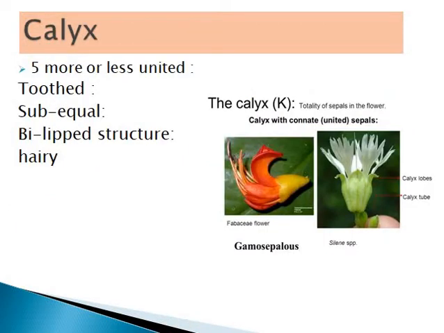If you see each floral whorl and its arrangement, the calyx is the outermost first whorl. You find five sepals that are more or less united. The sepals form a tube-like structure, and the lobes at the top are free, but at the base they are tubular. There is a teeth-like arrangement, like molar teeth, bilipped in structure and hairy.